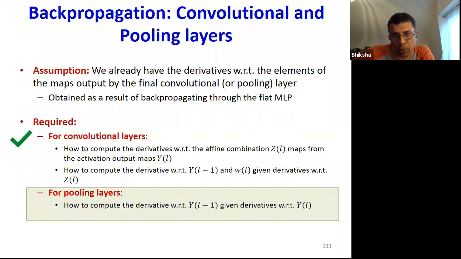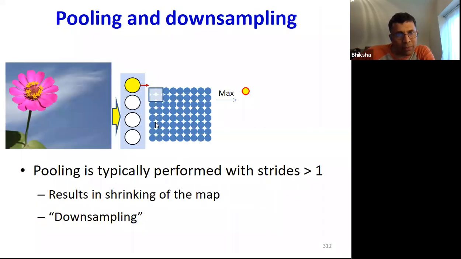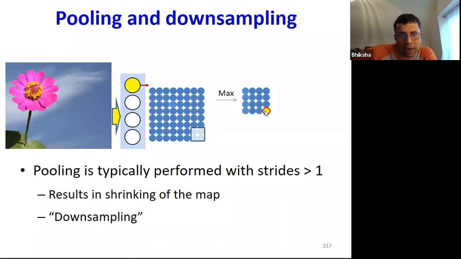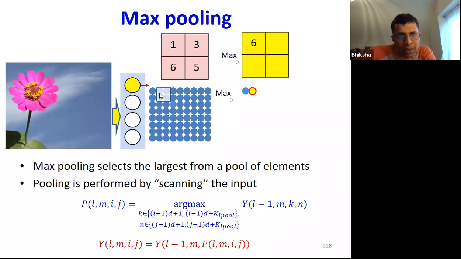Let's go over to the pooling layers. Now, remember what we did for pooling. For pooling, we typically perform this with stride greater than 1, but then you just scanned over a collection of windows, and you scan the input, and within each block, you just pick the largest value, right? So in max pooling, you always took the largest value. So if within this window you had 1, 3, 6, 5, you just chose the 6.